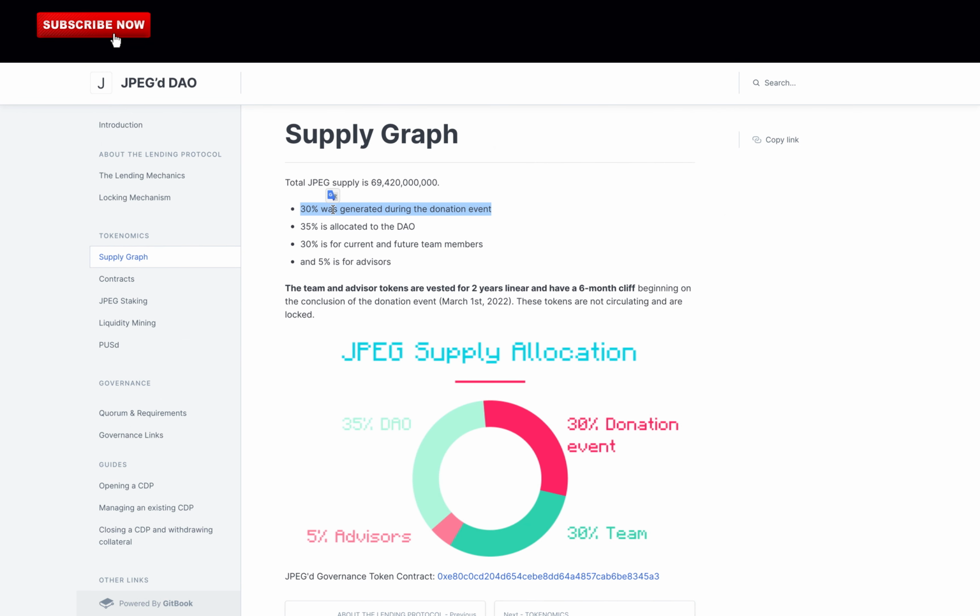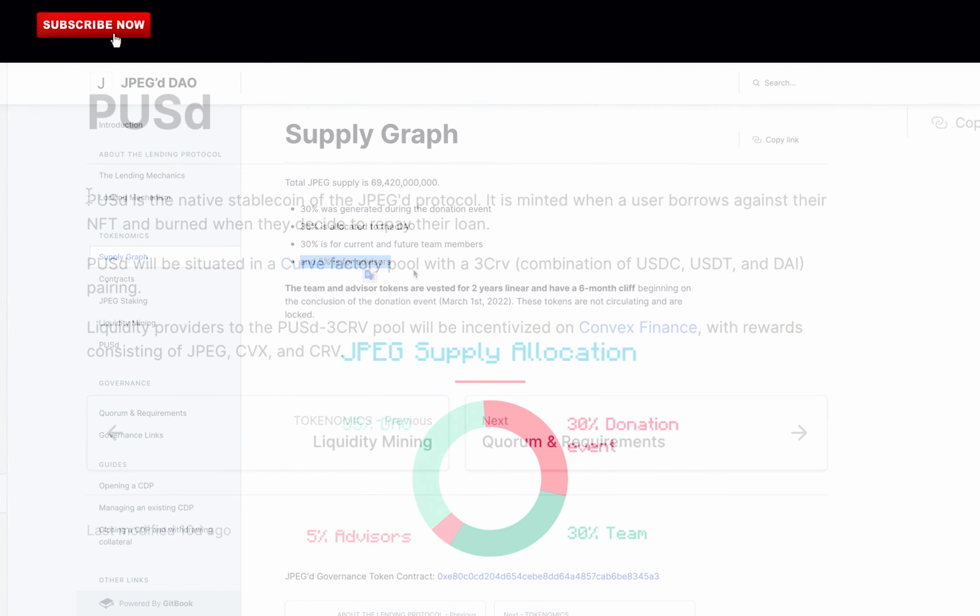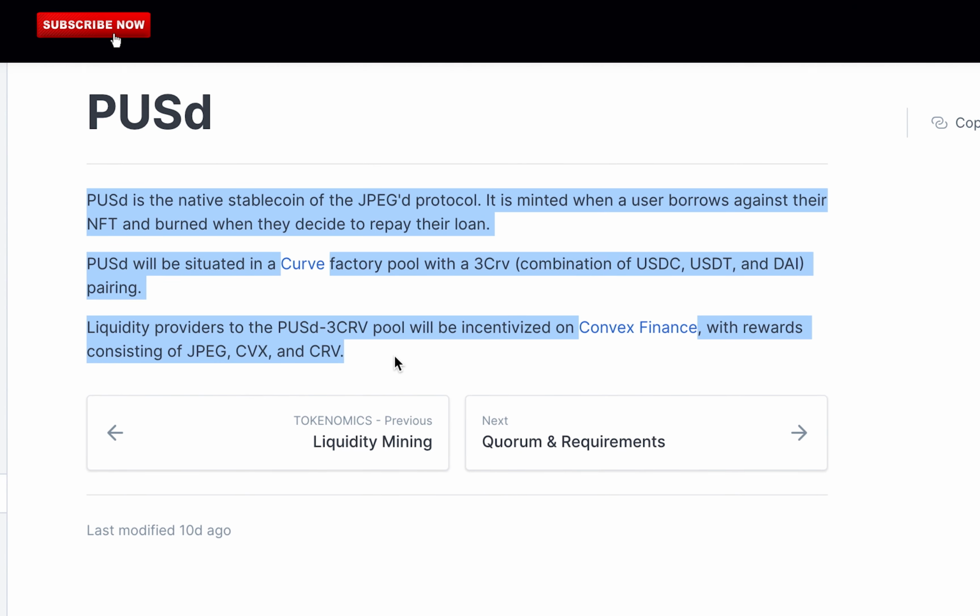Here are the allocations. 30% was generated during the donation event. 35% is allocated to the DAO. 30% is for current and future team members. And 5% is for advisors. They also have the PUSd token. PUSd is the native stablecoin of the JPEG'd protocol. It is minted when a user borrows against their NFT and burned when they decide to repay their loan.